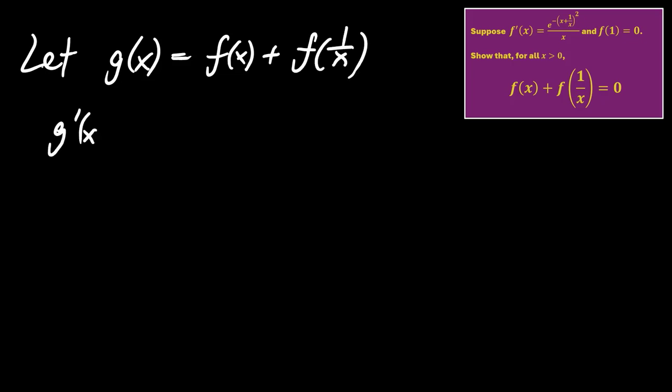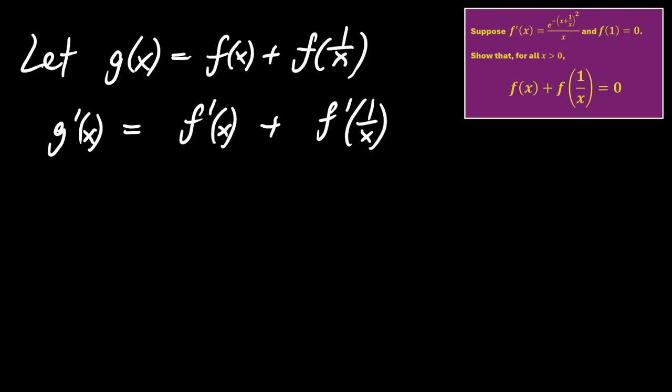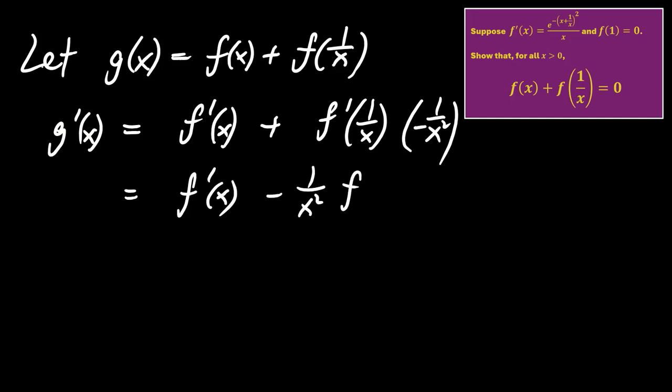We let g(x) be f(x) plus f(1 over x). Then g prime x equals f prime x plus f prime (1 over x) times negative 1 over x squared, because of the chain rule. So it is f prime x minus 1 over x squared times f prime (1 over x).